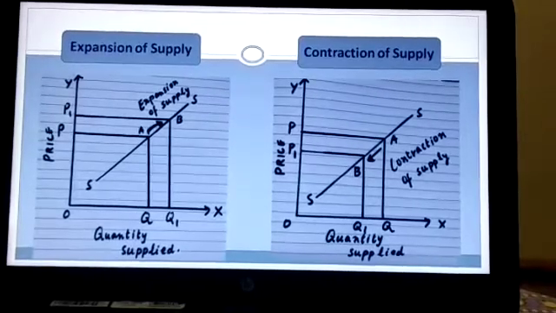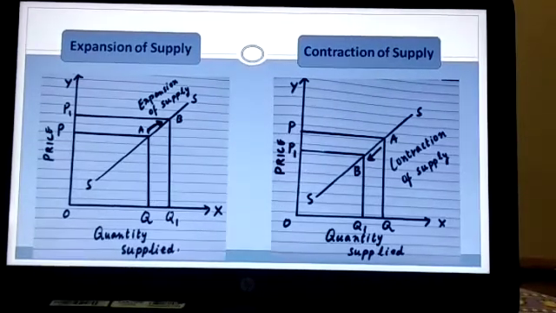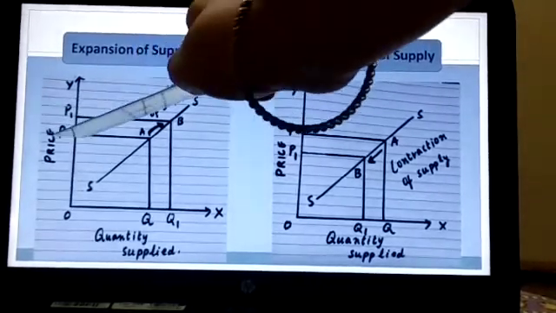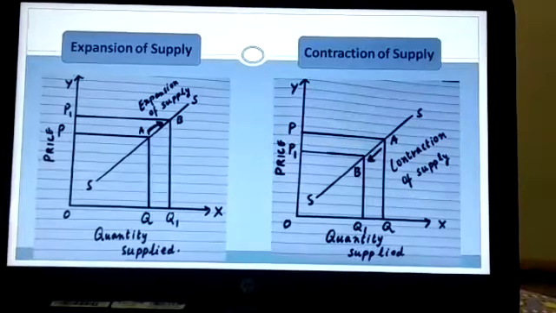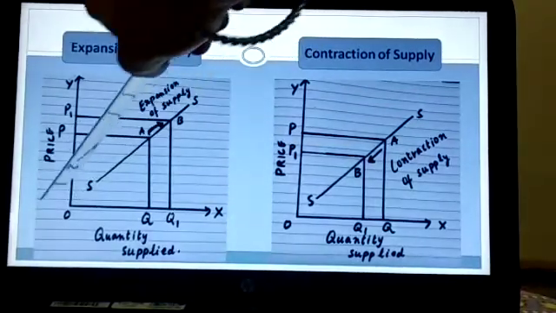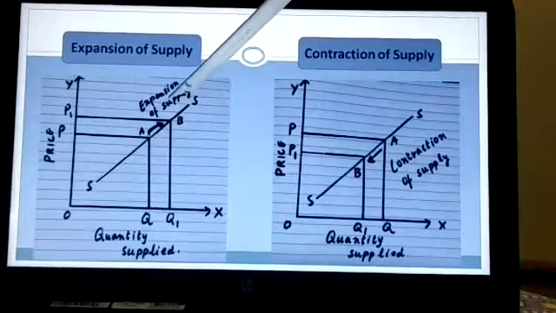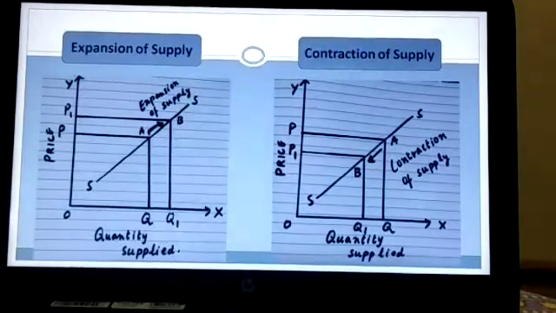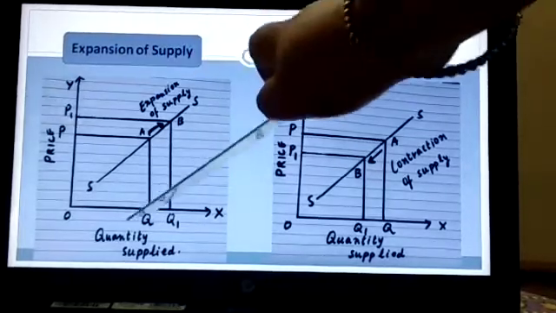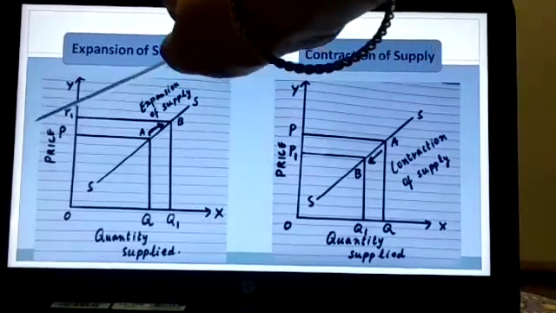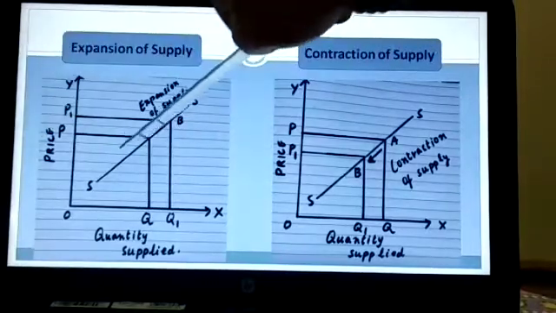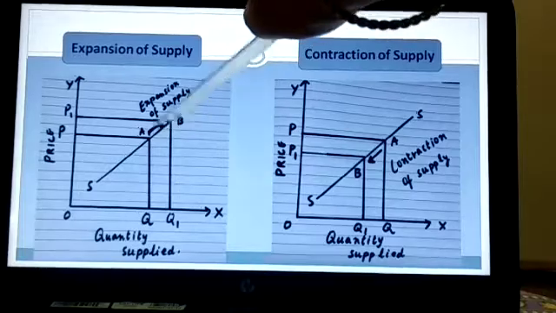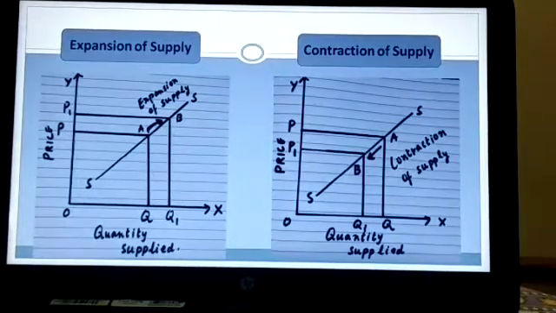What happens? The price rises in expansion and the price falls in contraction, right? So let's check this once. Price increases from P to P1, quantity also increases. We'll make the supply curve SS first. It's an upward sloping curve. PQ, P1, Q1. Price increases, quantity also increases. There is an upward movement from A to B, showing expansion of supply.